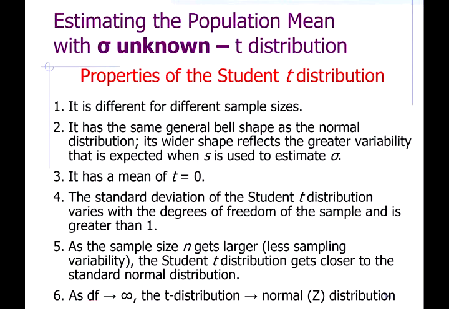1, it's different for different sample sizes. 2, it has the same general shape of the normal distribution. Now, if you look at a graph of the normal distribution and a graph of the t-distribution, if they're not labeled, you can't tell them apart. They look exactly the same. They're very, very similar.